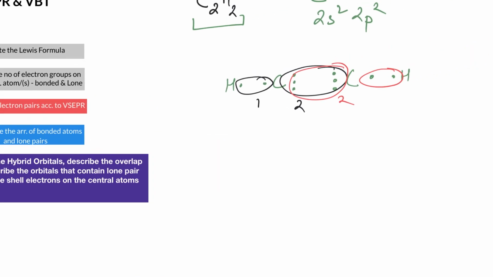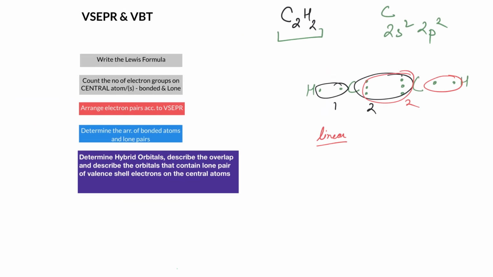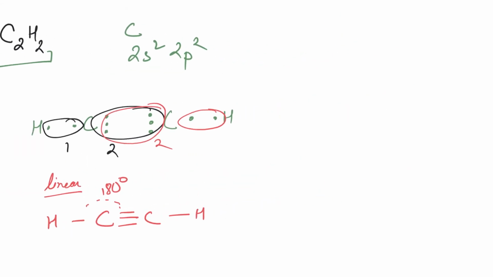Now whenever you have 2 per carbon, the symmetry is linear, to place them so far apart that they have minimum repulsion from each other. That's okay for now. So that gives you H, C triple bond C, H, and this is 180 degrees. Not a big deal. This was the easy part. Now let's get to the hybrid orbitals.